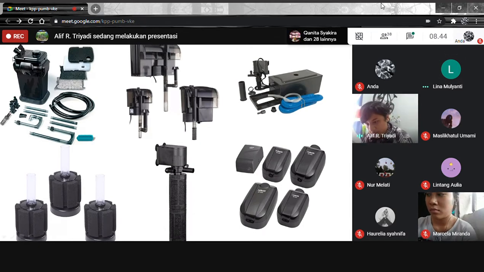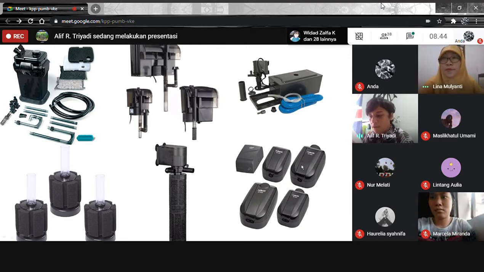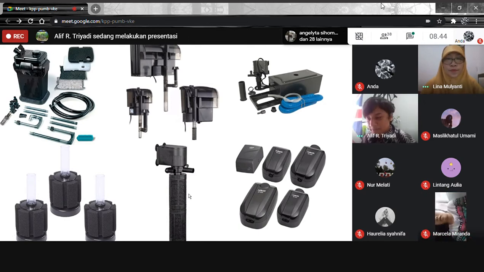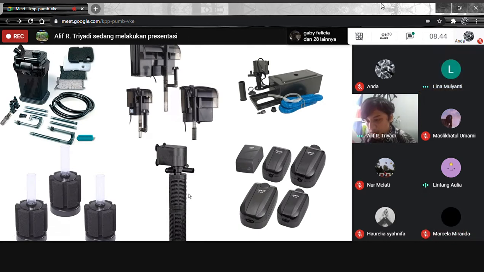And then this filter right here, the external filter, is used for a large amount of fish, for example, a 500 gallon aquarium or a 1000 gallon aquarium, because this filter is fairly big and can take a lot of ammonia and nitrate. This right here is a water pump that can be used to power different filters, for example, a sponge filter or a hang-on-back filter. Does that clear your question, Lintang? Yes, it's very clear. Thank you.